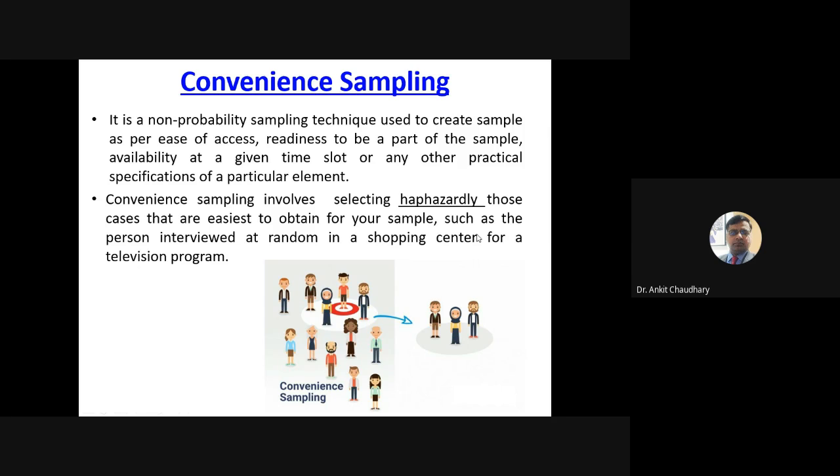haphazardly those cases which are easiest for sampling and interview, such as people at a shopping center for a television program. This is a well-known thing. You know how things happen these days. People go to a mall and take an interview because people are there. If you're on the road, say going from Raipur to Sambalpur, there is hardly anybody on the highway, so you cannot take an interview. You have to ask a car to stop and give some interview. They will not stop. So data collectors generally go to places where there are a lot of people, and out of 100, somebody will speak. And when you are in a comfortable zone, people generally speak.